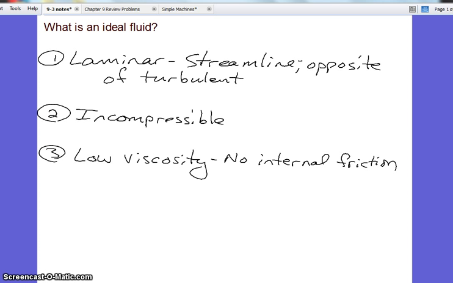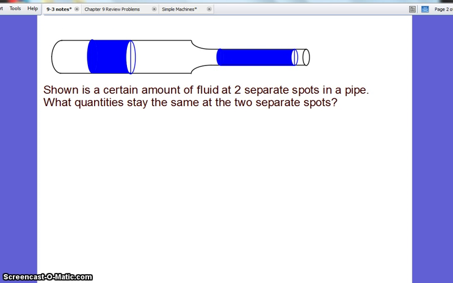So what can we gather from these ideal fluids? Well, what we want to do is calculate what we refer to as a continuity equation. That means what stays the same as a fluid moves from a pipe of one section to a pipe of a second section. Now, because this is an incompressible fluid, we know that the volume of the first section is equal to the volume of the second section.